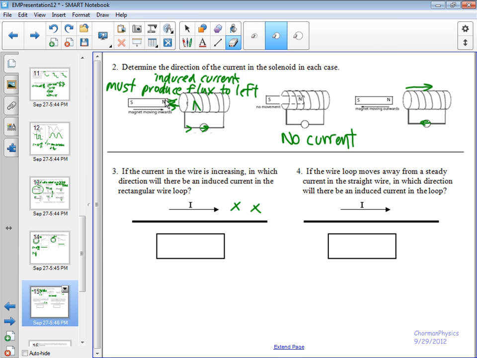Excuse me, I have drawn that oppositely. There we go. Let's switch that. Sorry. Into the board, little X's. There we go. Out of the board, like this.